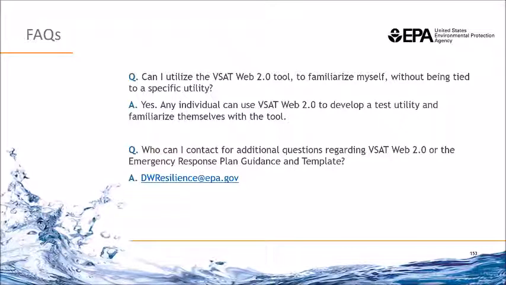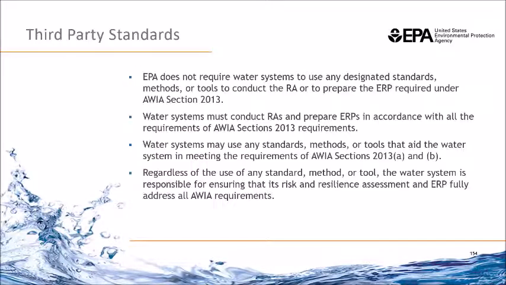And then if you have any additional questions while you're going through VSAT or the emergency response plan guidance and template, you can reach out to us at dwresilience@epa.gov, and that email will be provided to you again towards the end of the presentation.